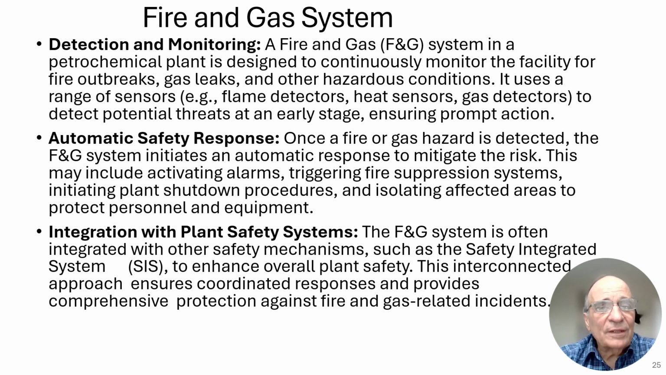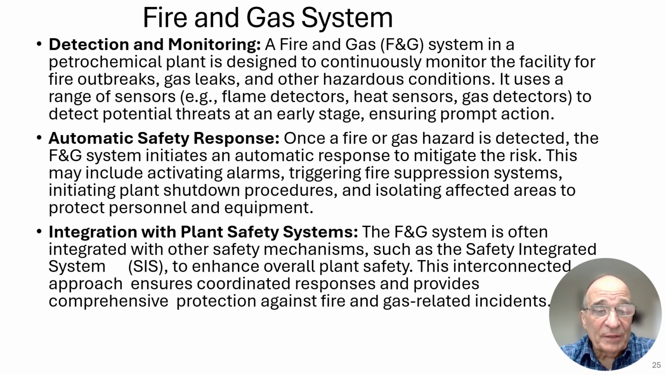Fire and gas systems. There are multiple systems in a plant to sense hazards. The main one is the fire and gas system. Its main function is detection and monitoring. A fire and gas system in a petrochemical plant is designed to continuously monitor the facility for fire outbreaks, gas leaks, and other hazardous conditions. It uses a range of sensors, for instance, flame detectors, heat sensors, gas detectors, to detect potential threats at an early stage, ensuring prompt action.